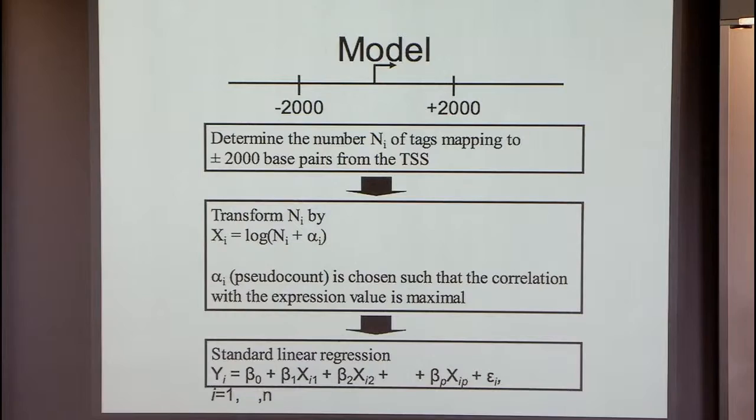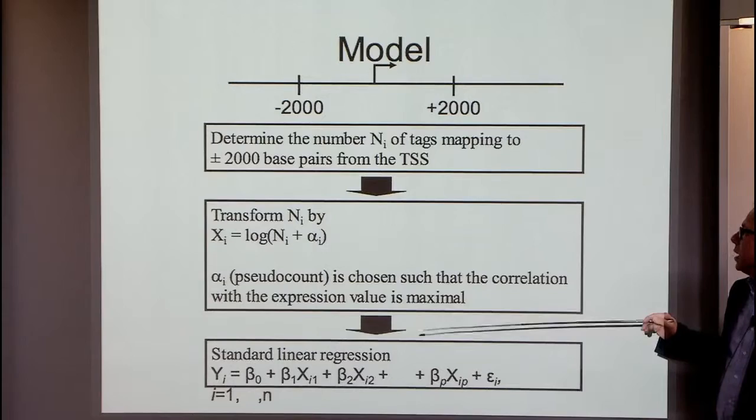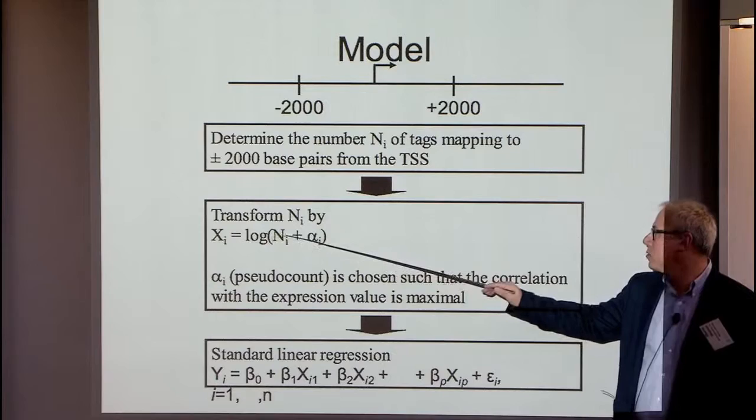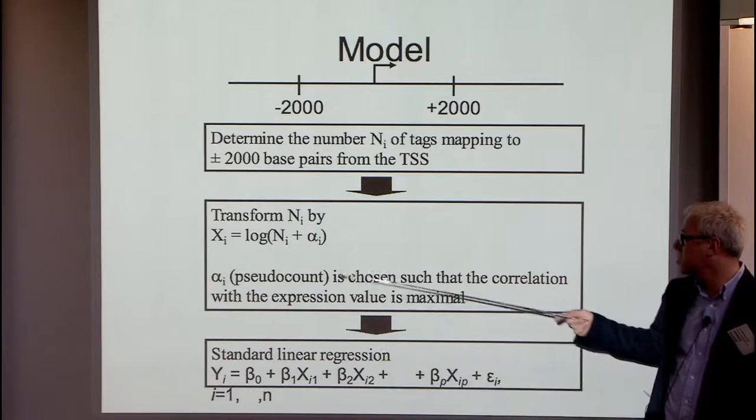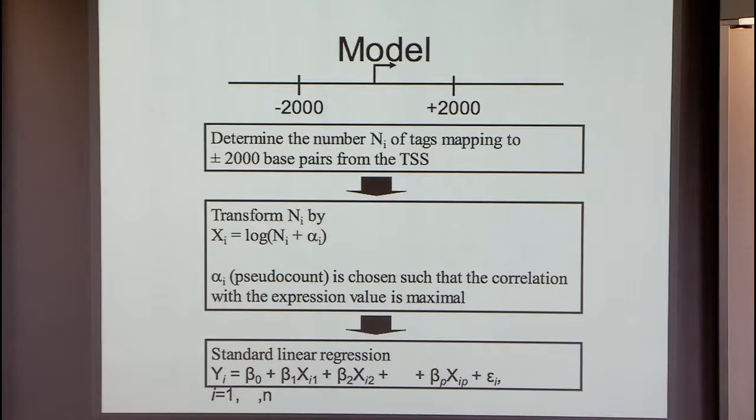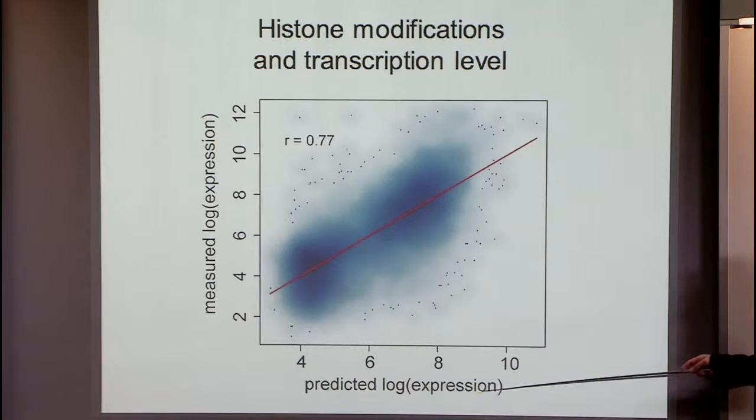really simple. We count the tags. It turned out in our hands to be advisable to log transform the tag numbers. And if we log transform, we have to, of course, keep them away from zero. So we introduce some pseudo count and do linear regression with these log values. And then one can compare the predicted log expression value to the measured log expression value and obtains a correlation coefficient of 0.77 in this case.